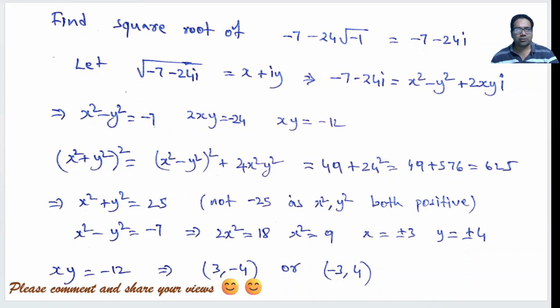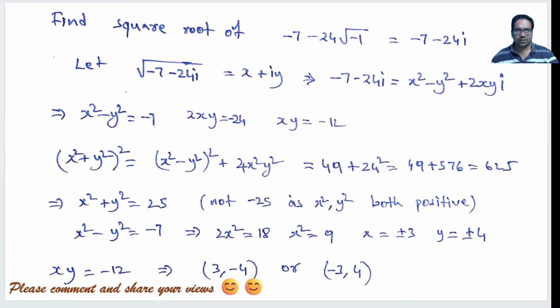What does that mean? Squaring on both sides: -7 - 24i equals (x + iy) whole square. What is this? x square plus y square times i square. i square is -1, so it is minus y square. So x square minus y square plus 2x times iy, that is 2xyi. So the real part is x square minus y square, and the imaginary part is 2xy.